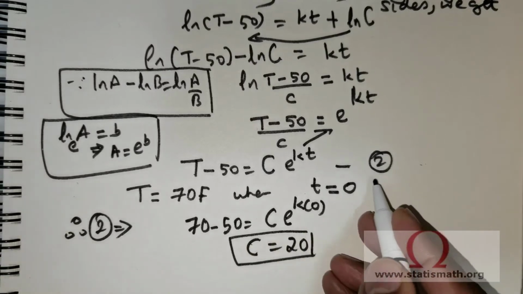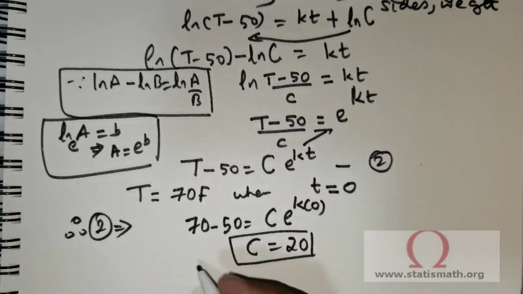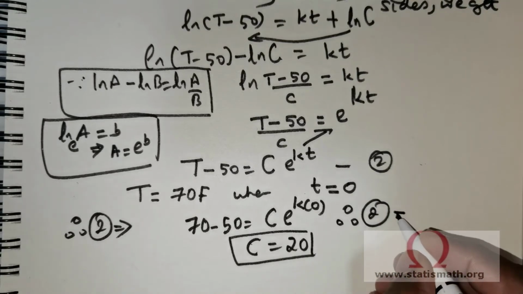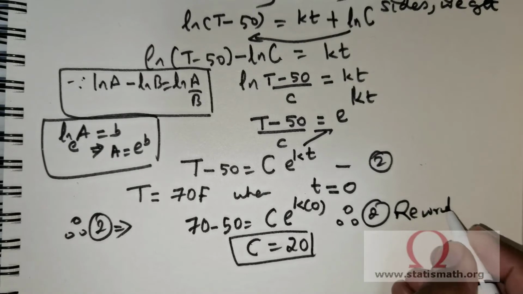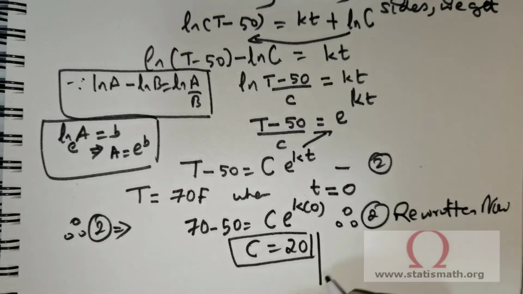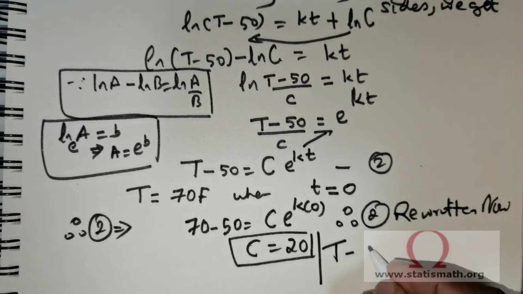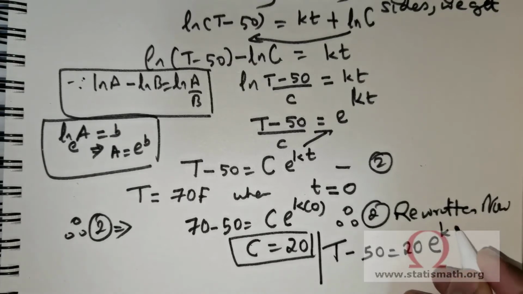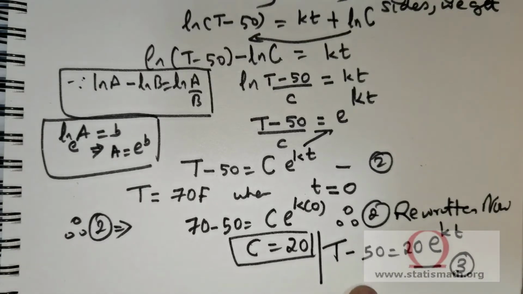So I can rewrite 2. T negative 50 is equal to 20 times e raised to the power K times t. So this is my new equation, that's my 3. We would be using this to solve the question.